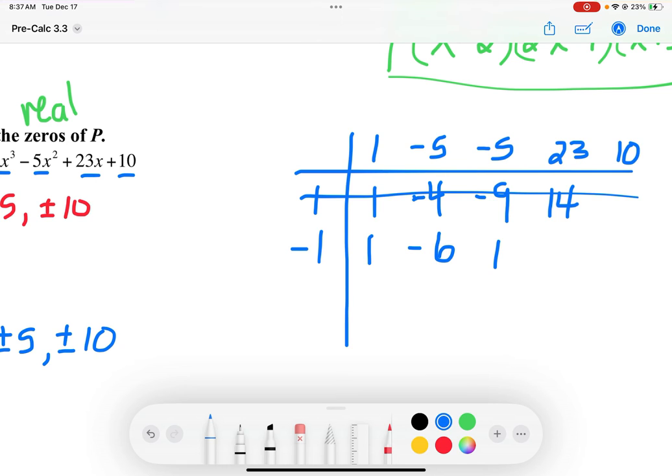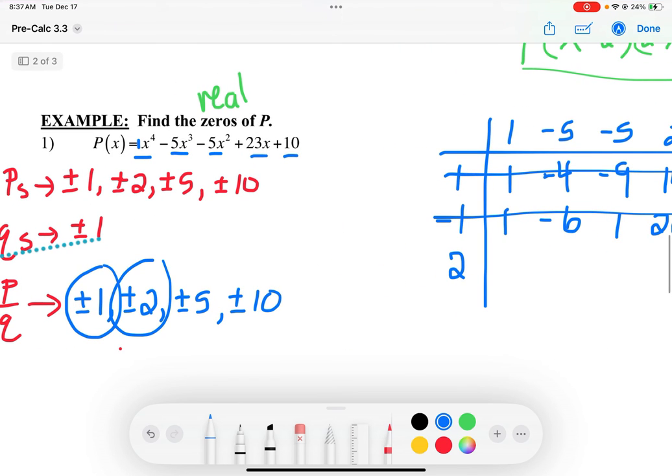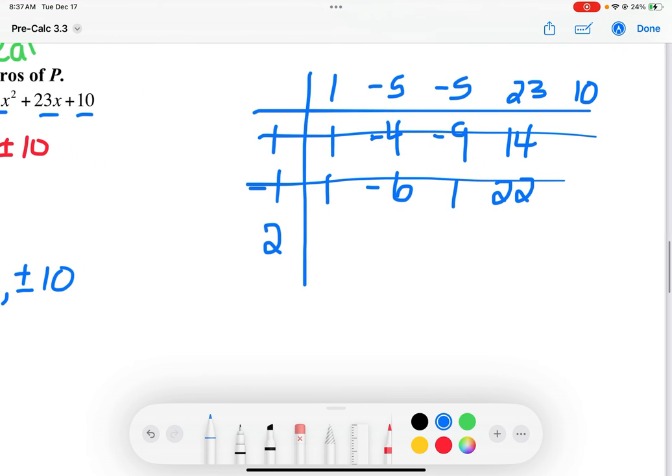-1 times 1 is -1. Add it up, you get 22. And then right here, if you notice, -1 times 22 plus 10 is not going to give us a 0. So go ahead and try 2, because 2 and -2 also are possible zeros.